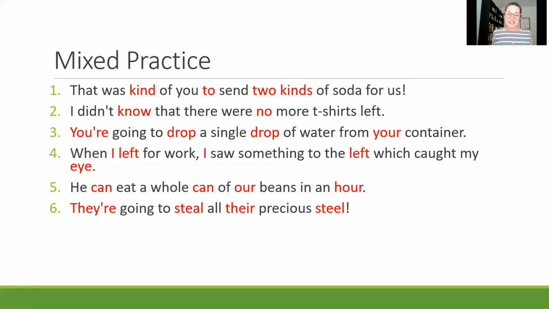For number 6, it says, they're going to steal all their precious steel. So we saw some of these examples before, obviously with steal and steel. We see the E-A, it means to take. And we see the double E, it means the metal. For they're and their, we see they are, T-H-E-Y apostrophe R-E, and their is belonging to them, T-H-E-I-R.